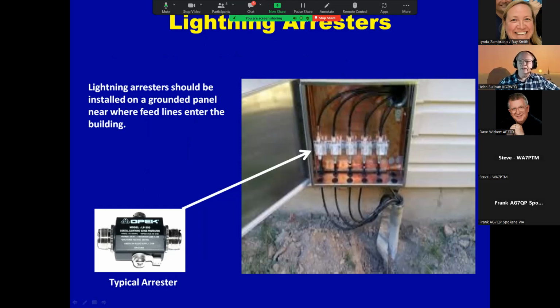Basically, a lightning arrester protects the equipment from the power surge that you would get with the lightning traveling through the antenna, down the coax feed line, and eventually, if you don't have lightning arresters, into your shack and into your equipment. Since you don't want this getting into your home or your building, lightning arresters should be installed with a grounded panel where it enters the building, not inside. So that's where you would want to have your grounding or your lightning arresters.